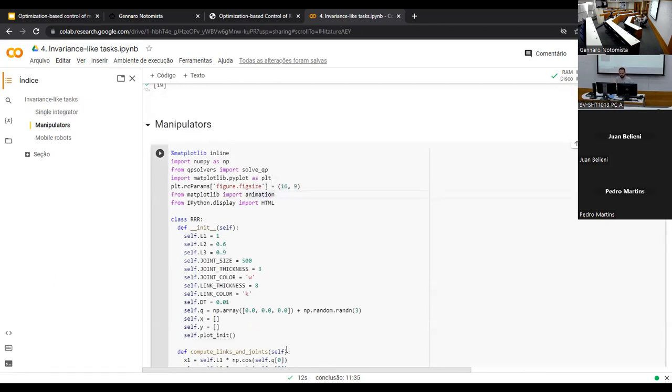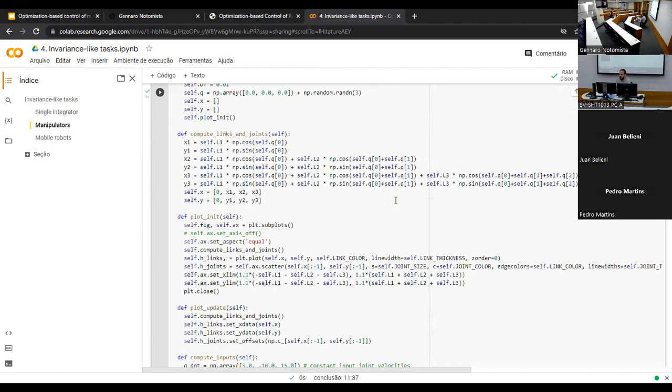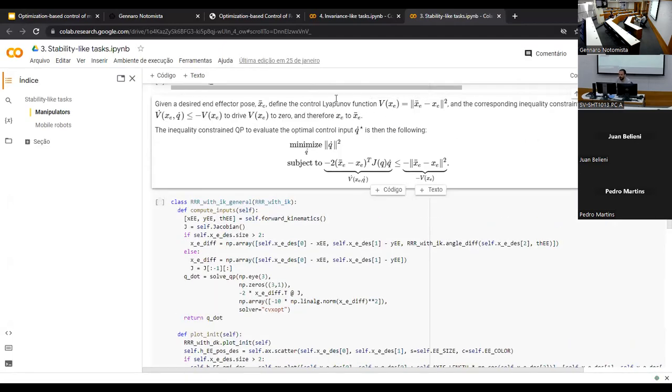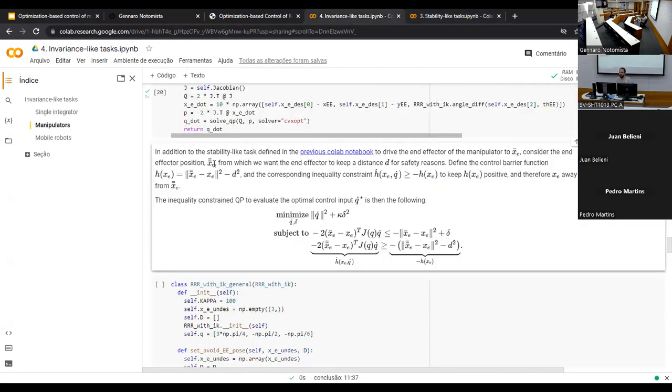So for manipulators, for example, we have the same classes that we used for the previous lab. And as I was saying, in addition to the stability-like tasks, where we said that we would drive the end effector towards X bar, in here we want to have the end effector away from this X E double bar, at least a distance away. So literally everything is the same. The only thing that changes is that you have a Jacobian. When you consider the dynamics of the end effector, the only thing that you have different from a point is the Jacobian, because your input is the velocity of the joints. So between the velocity of the joints and the velocity of the effector, there is this jump. That's literally what happens.